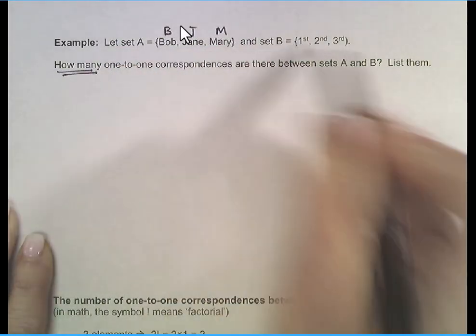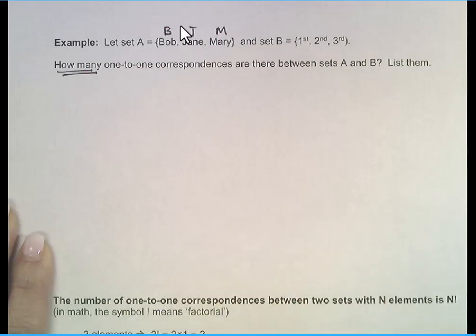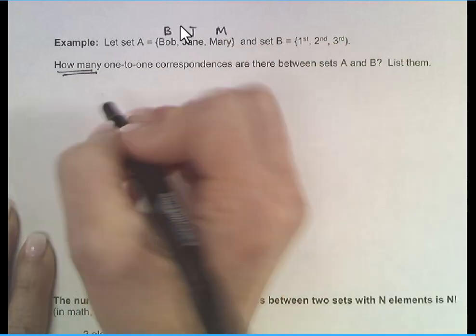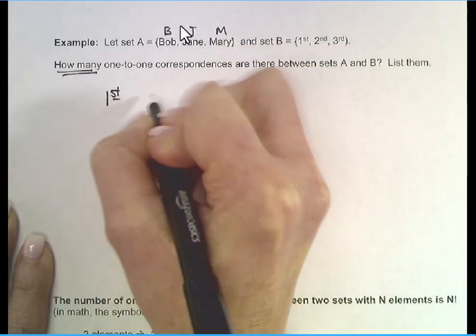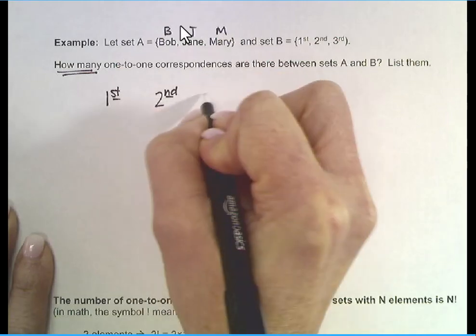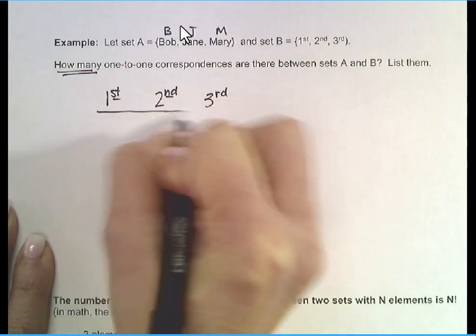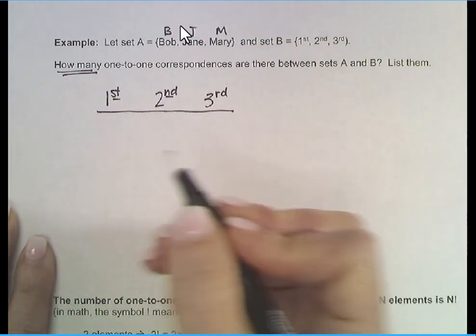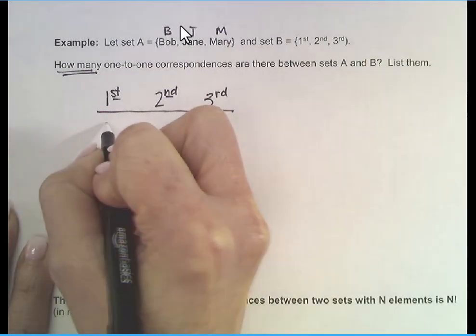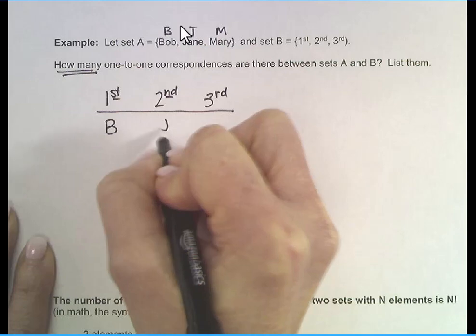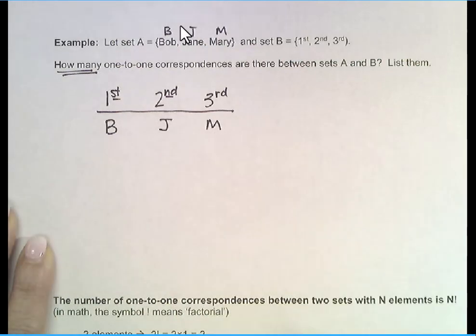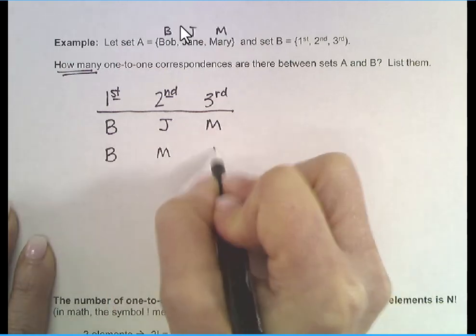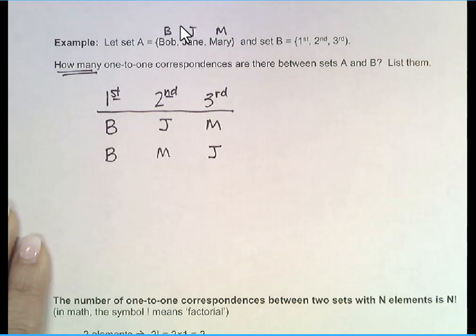So we know there's 3 people in 3 places, but let's list out all the different ways they could land in these 3 places. So I'm going to set up first place, second place, and then third place, kind of like a table here. And let's talk about the order. Well, to start with, let's say that Bob gets first place. So if Bob gets first, then maybe Jane gets second and Mary gets third. Or if Bob gets first, Jane and Mary could switch. So those would be all the combinations where Bob got first place.